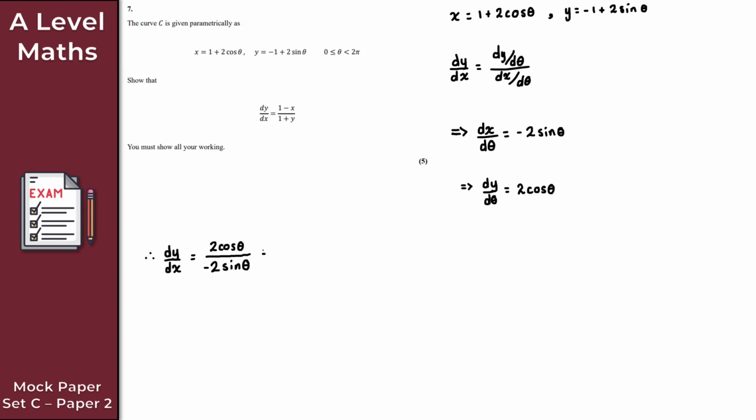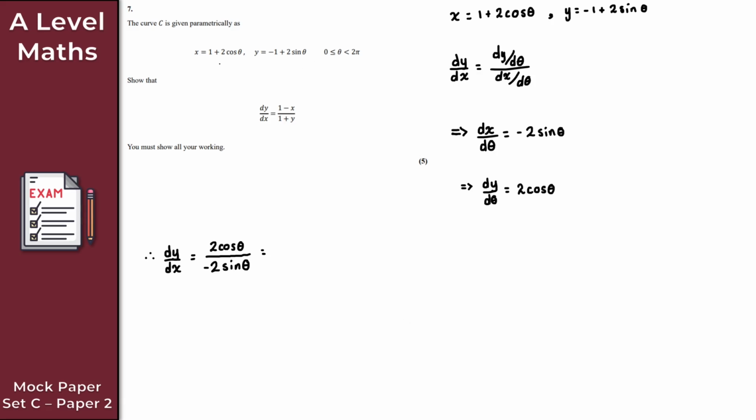Okay. Now, what we want here is 1 minus x all over 1 plus y. And I think at this point, this is where this question could become a little bit more difficult for some students. How do we obtain this required form here? Well, we go back to the original parametric equations, right? I've got 2 cos theta here, and I've got 2 sine theta here. Now, we want minus 2 sine theta.